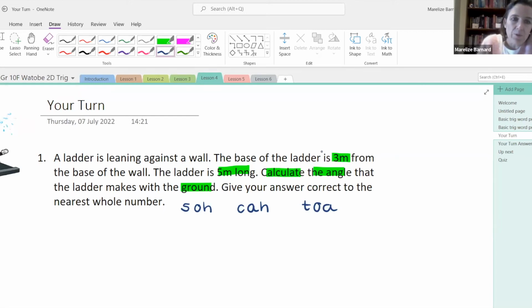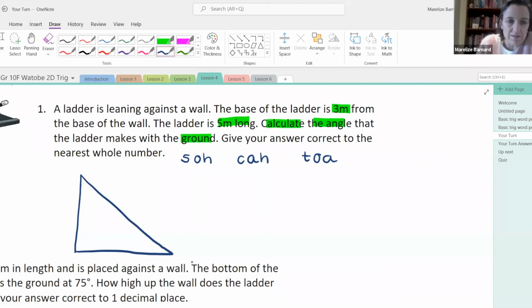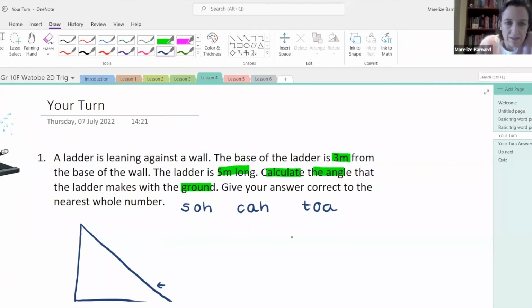Okay, so we've got a wall. I'm going to draw that first. And then there is a ladder leaning against this wall. The base of the ladder is 3 meters from the base of the wall. So here's my ladder leaning, and this distance is 3 meters. And the ladder is 5 meters long. So I've drawn my ladder over here, and that measurement is 5 meters.